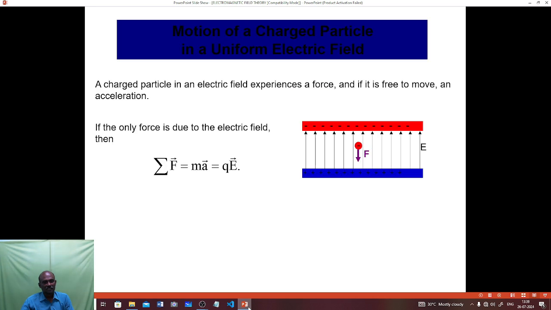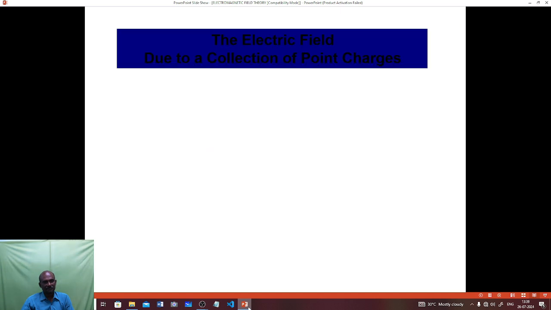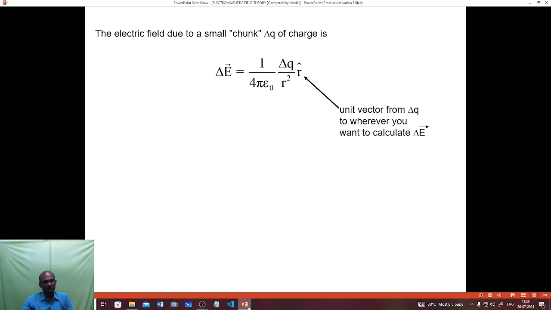Like the force equation, F is equal to mass into acceleration, here instead of mass we substitute Q, and instead of acceleration we substitute the vector E, the electric field intensity. The electric field due to a small charge, the electric field intensity dE, can be found using this formula: 1 by 4 pi epsilon naught, the constant K, times dQ, the small elemental charge, by R square, then multiplied with the unit vector.